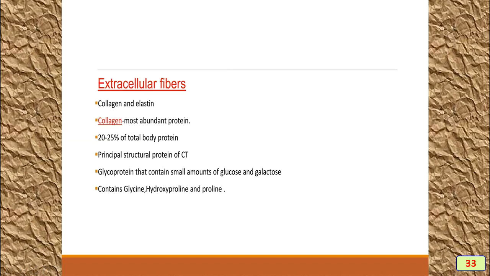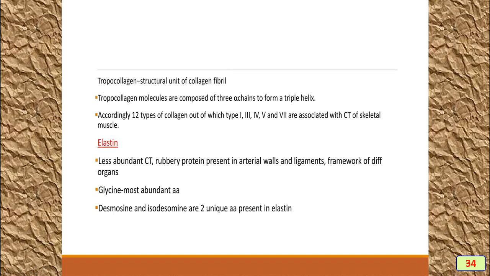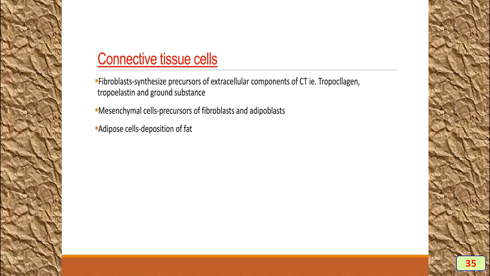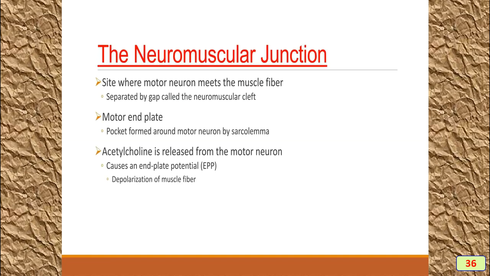So these are all the extracellular fibers. Then there is elastin. Apart from this, there are connective tissue cells like mesenchymal cells, adipose cells, and fibroblast cells. And the neuromuscular junction is a special structure between the nerve and muscle fiber in the case of skeletal muscles, and it contains the motor end plate.